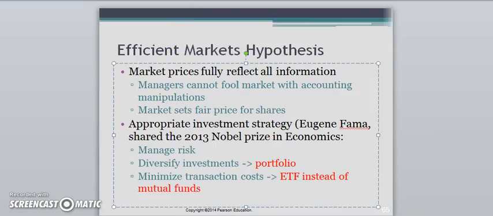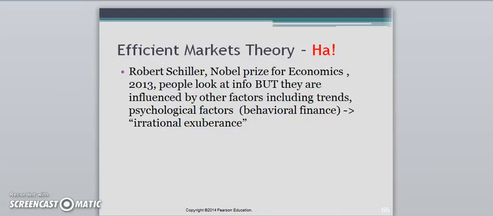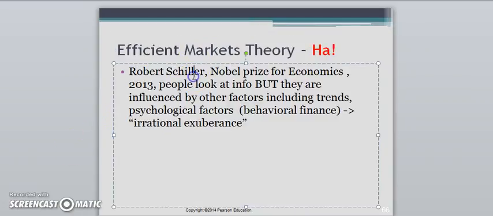Now, your textbook doesn't go into it. It was published in 2014, and the Nobel Prize came out, I think, in the fall. It didn't make the printing, but I want to talk to you about my opinion of the efficient markets theory, and it's really because the other co-winner of the Nobel Prize for Economics in 2013 was Professor Robert Shiller at Yale.